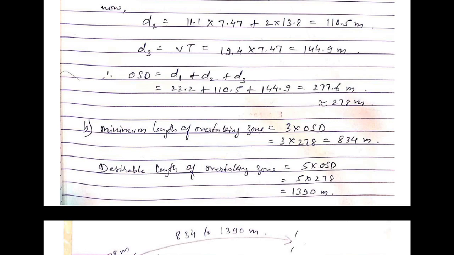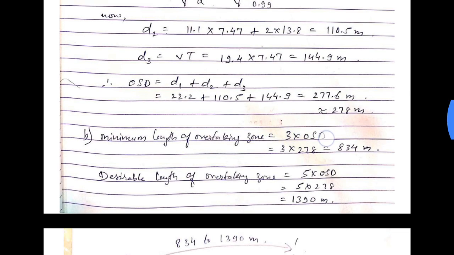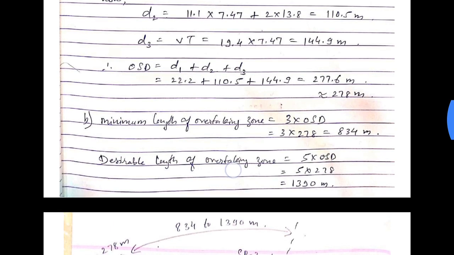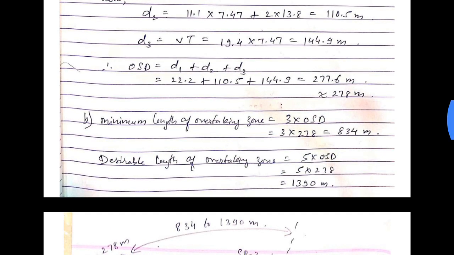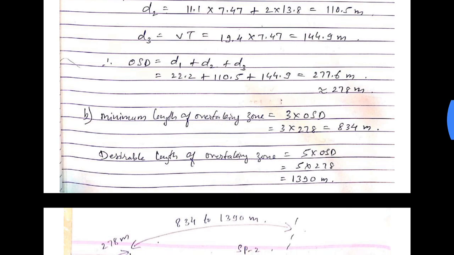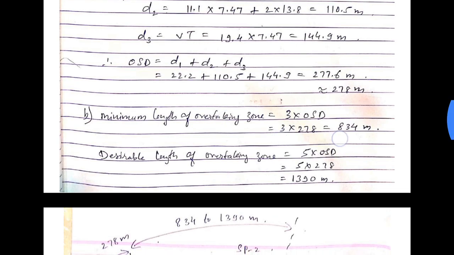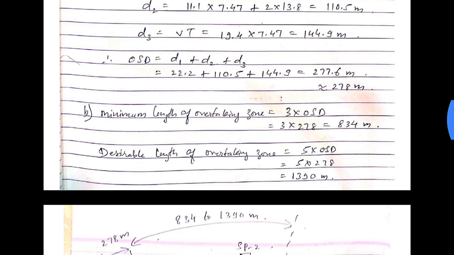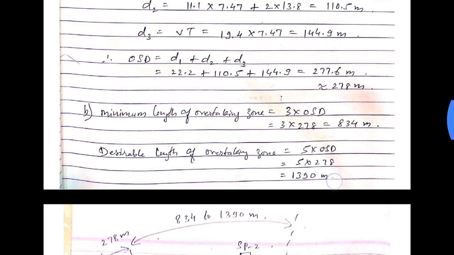The formula for which is 3 into OHD, and the desirable length of overtaking zone is 5 into OHD. We have already found the value of OHD. So minimum would be 3 into OHD, 3 into 278 would give us 834. Desirable is 5 into 278, 1390 meters.